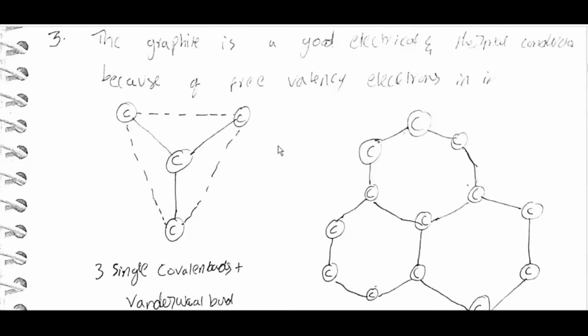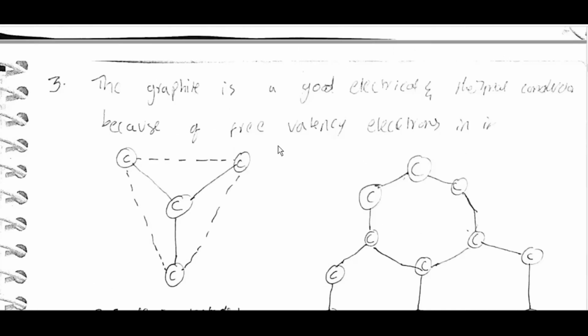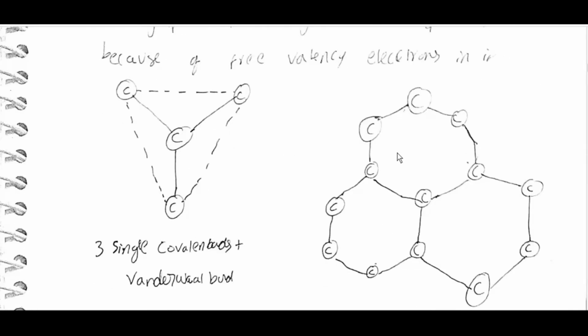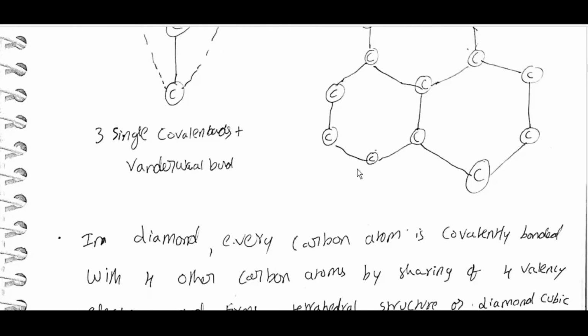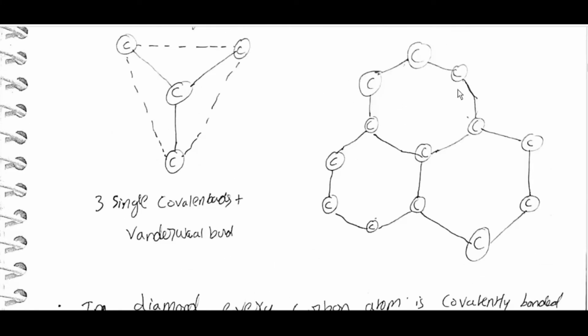Graphite is a good electrical and thermal conductor because of free valency electrons. Single covalent bonds plus van der Waals bonds. These van der Waals bonds hexagonal.